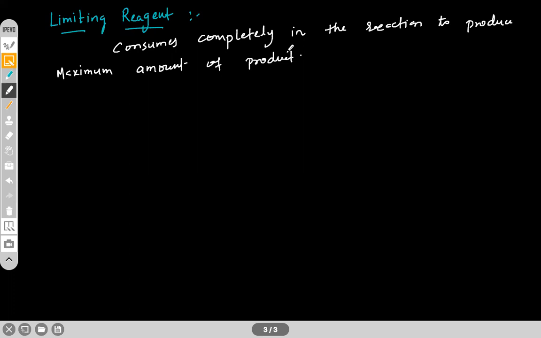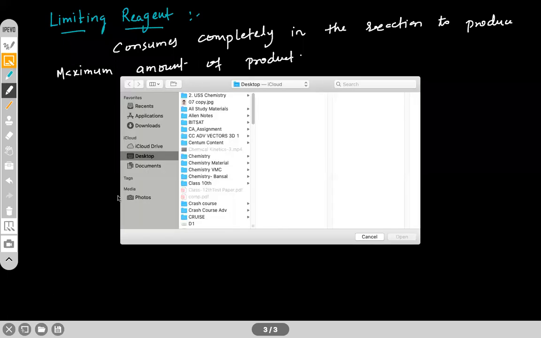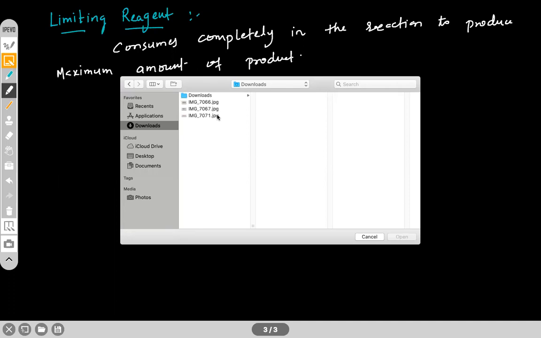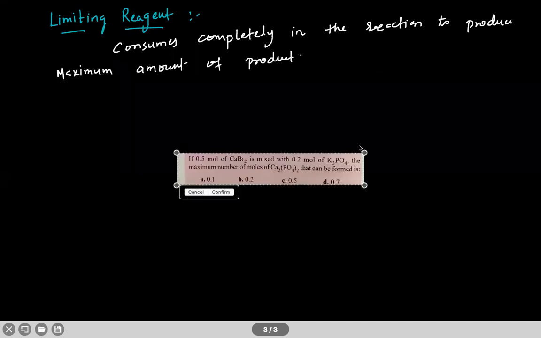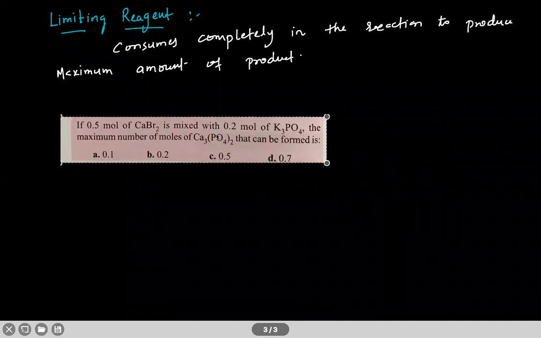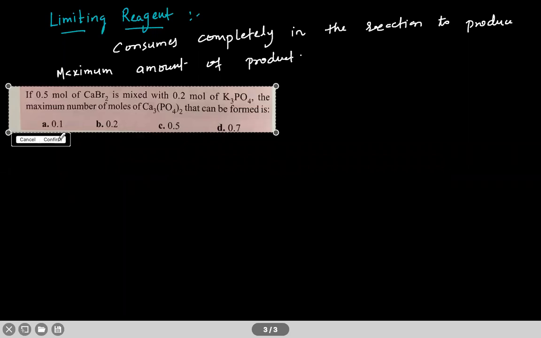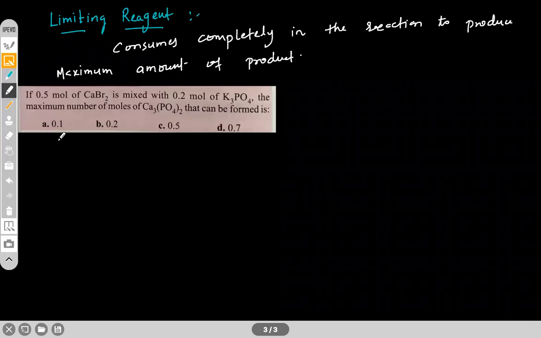Right. Let's see one question on this. Try this one. 0.5 mole of CaBr2 is mixed with 0.2 mole of K3PO4. The maximum number of moles of this can be formed. Write down the reaction first, guys.